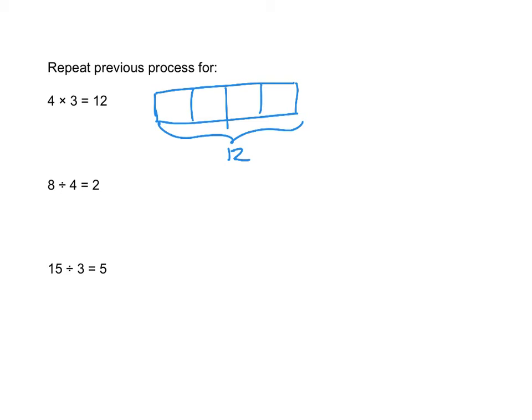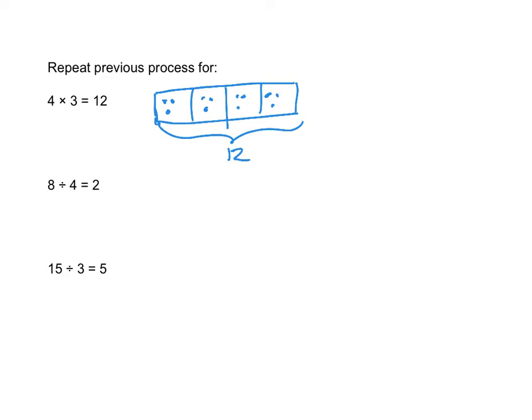So you can choose to do that however you want. For me, I think I'm just going to draw some little dots. And that's the easiest and the quickest. And there we go. So we have 4 units with 3 in each unit, and that is equal to 12.